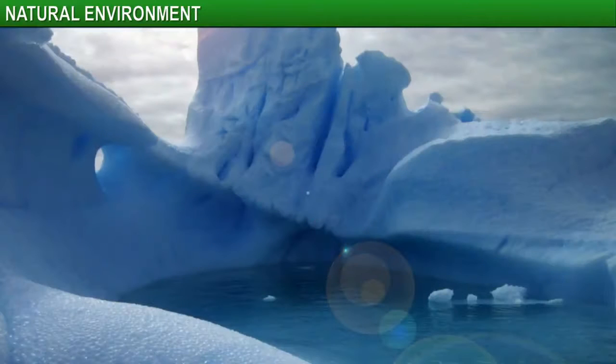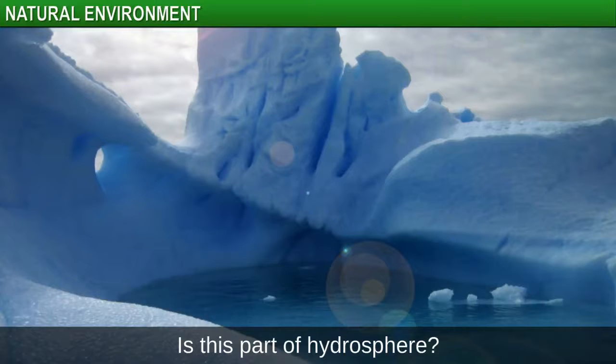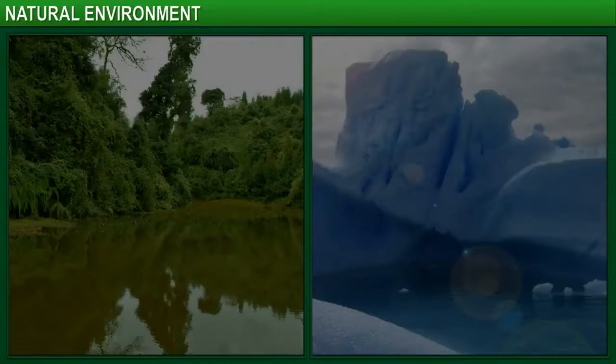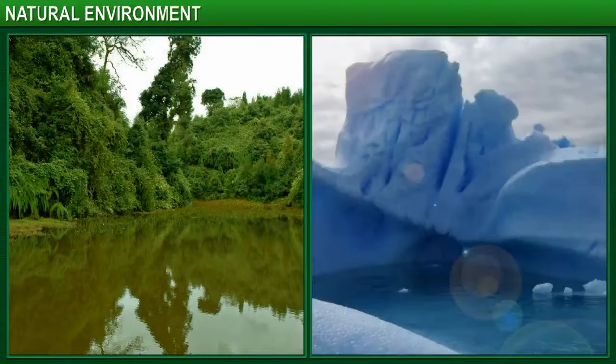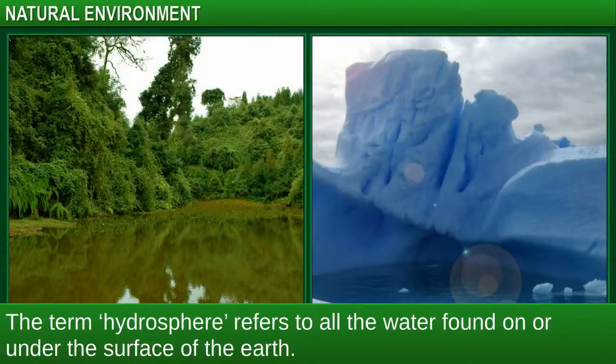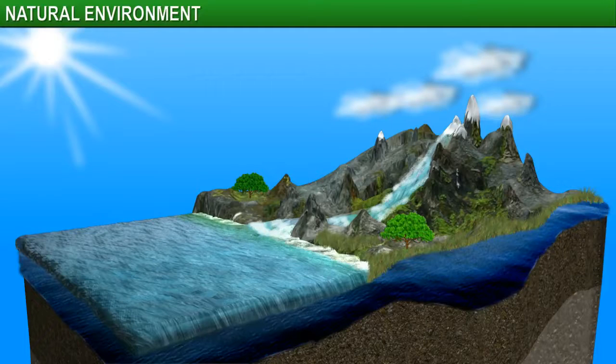Now here's a quick question for you. Is the ice found on the poles a part of the hydrosphere? Yes, of course. The term hydrosphere refers to all the water found on or under the surface of the earth. This includes ice and water vapor as well. So, how does water change forms in the hydrosphere? It happens through the water cycle.